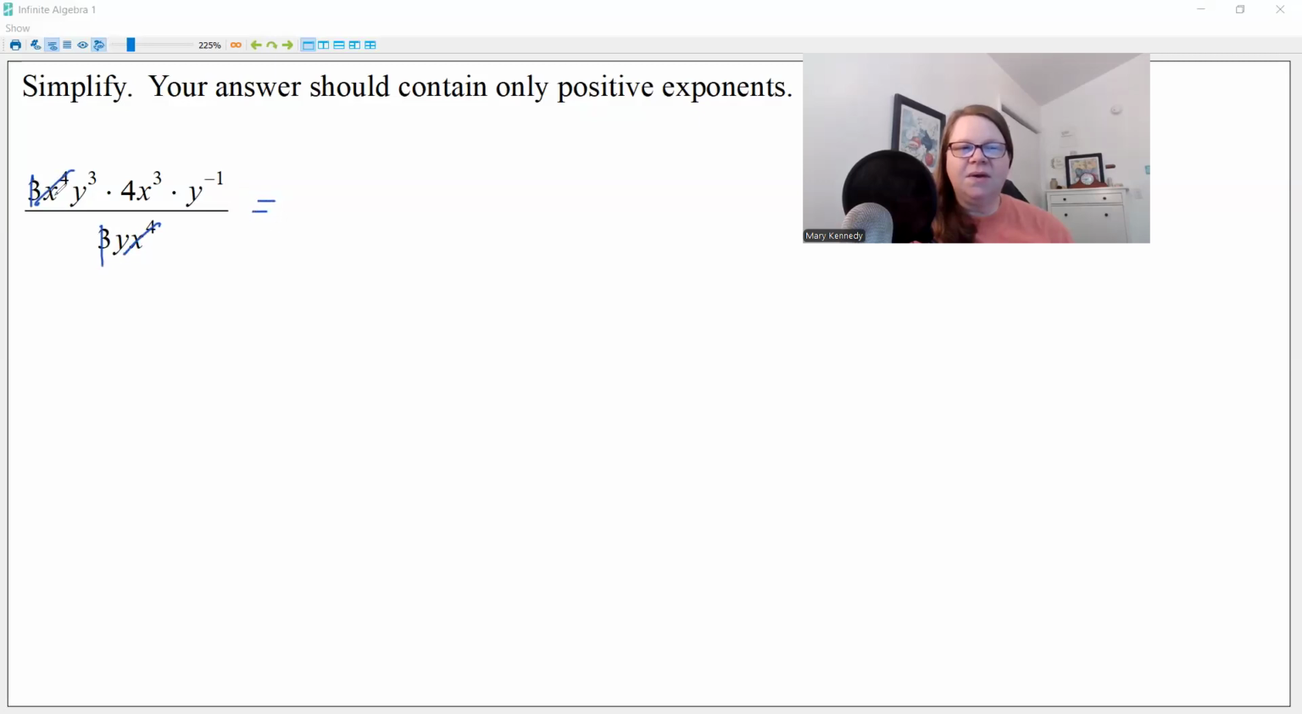So I would go ahead and get rid of this negative exponent. So I've got y cubed times 4x cubed, and there's a y on the bottom already. And then this y to the negative 1 needs to go to the bottom and become y to the positive 1.